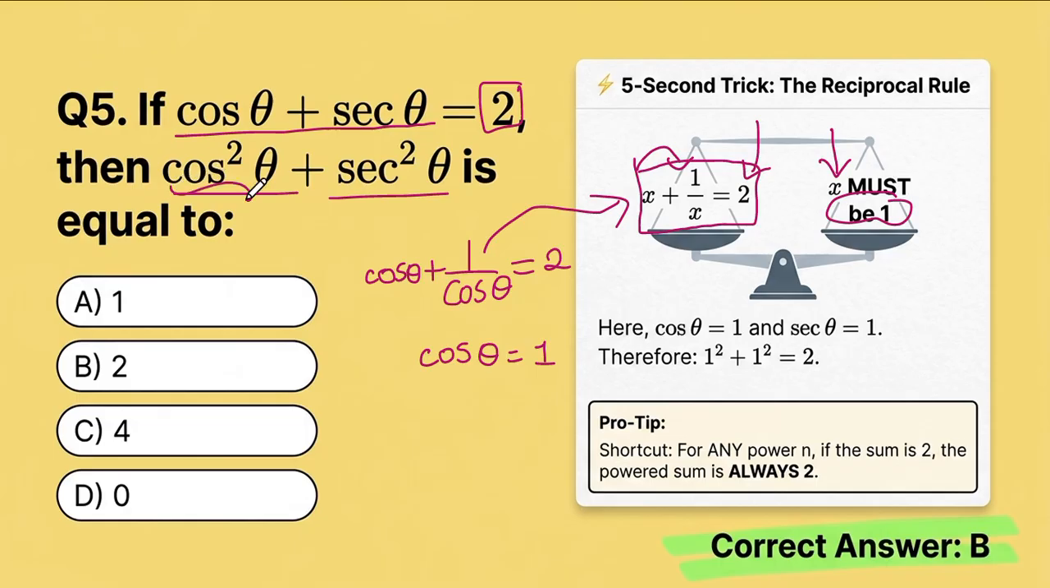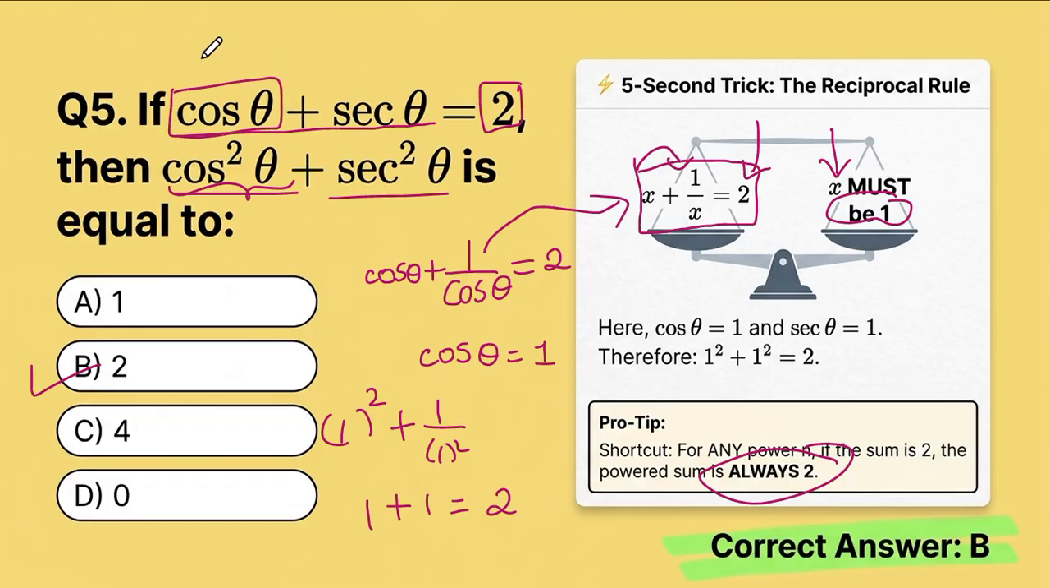If we substitute the value here, it is 1 square plus sec square, which means 1 upon cos square, that is 1 square. So we get 1 plus 1 upon 1, which is 1. So the answer is 2. In that case, the answer is always 2. Otherwise, you can do it another way: the maximum value of cos theta is 1, and the value of sec theta is also 1 at maximum, and these values only satisfy the equation 1 plus 1, which is 2. So if we substitute here, we again get 2 as the answer.